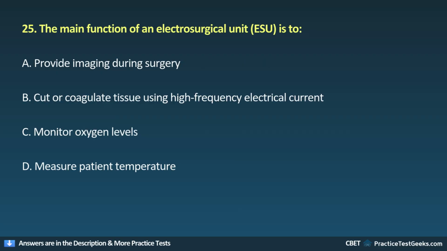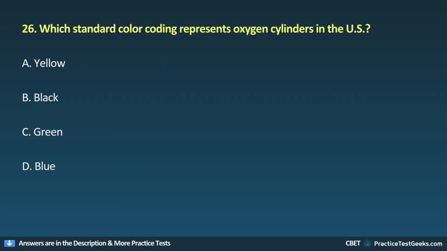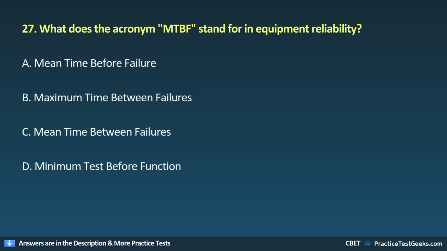25. The main function of an electrosurgical unit, ESU, is to A. Provide imaging during surgery. B. Cut or coagulate tissue using high-frequency electrical current. C. Monitor oxygen levels. D. Measure patient temperature. 26. Which standard color coding represents oxygen cylinders in the U.S.? A. Yellow. B. Black. C. Green. D. Blue.